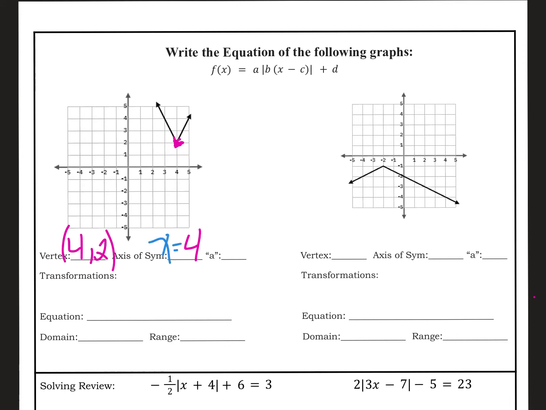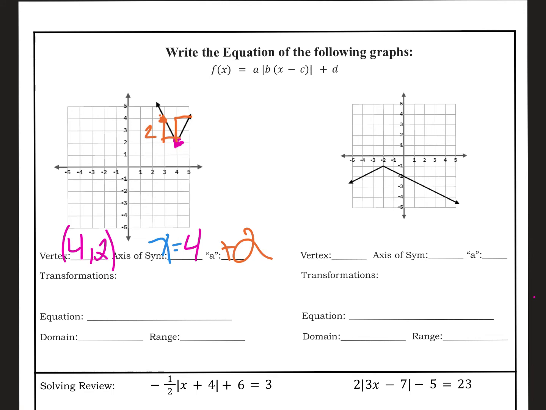Now to find our a value, it is opening up, so we know our a is going to be positive. But what we need to find now is our slope. So I need 2 good points to find slope. In this case, it is 2 boxes down and 1 across. And if I go 2 boxes up and 1 across, that means our a is a positive 2.